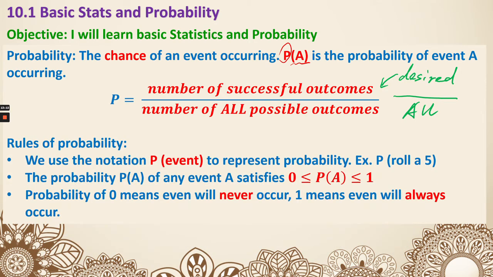First, this is the notation, P, then whatever the event is. So for example, P, we are rolling a die, we want to roll a 5. Then we just put that inside the parentheses to represent we're trying to find the probability of rolling a 5.